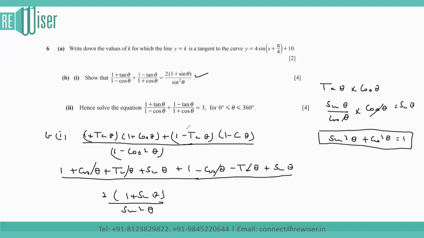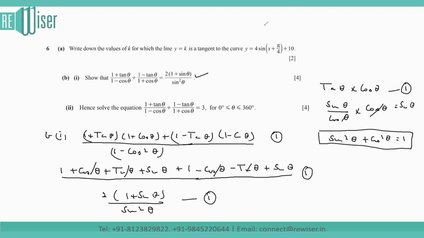If I go by the marking scheme, you get 1 mark for writing this correctly. The other 1 mark for using tan theta into cos theta equals sine theta. The other 1 mark for opening this bracket, and 1 mark for the final answer. So this is how the mark scheme for this particular question works out.